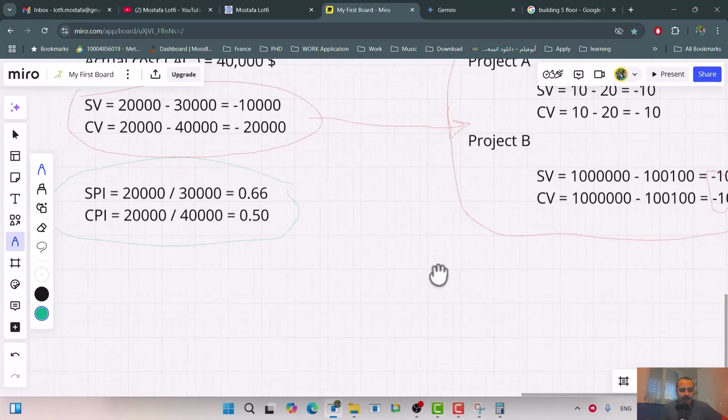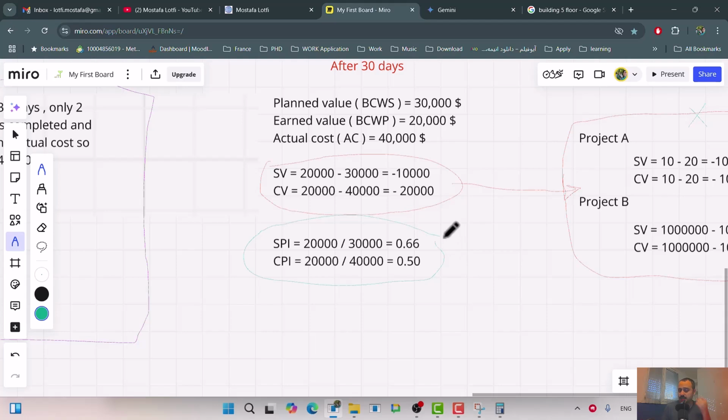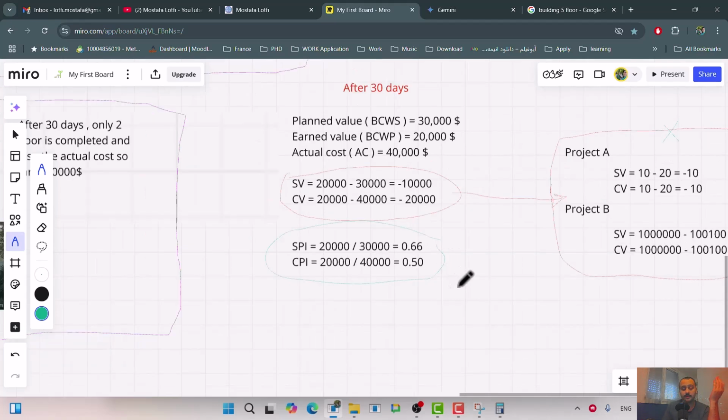Let's discuss what it means, because the possible values are: you can have more than 1, less than 1, or equal to 1. If it's equal to 1, everything was according to the plan. If it's below 1, you are behind your plan. And if it's above 1, you are ahead. This is the first thing that you need to understand.